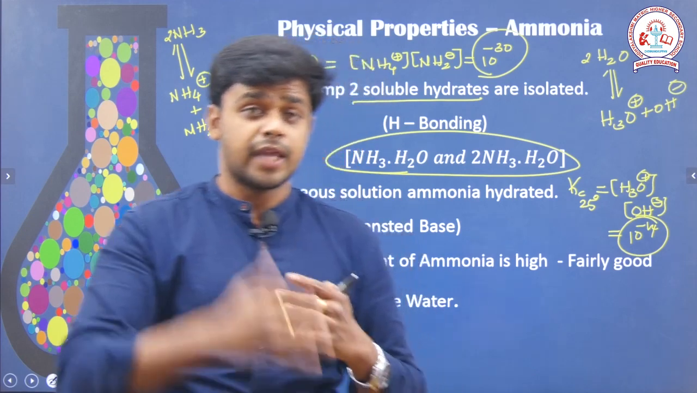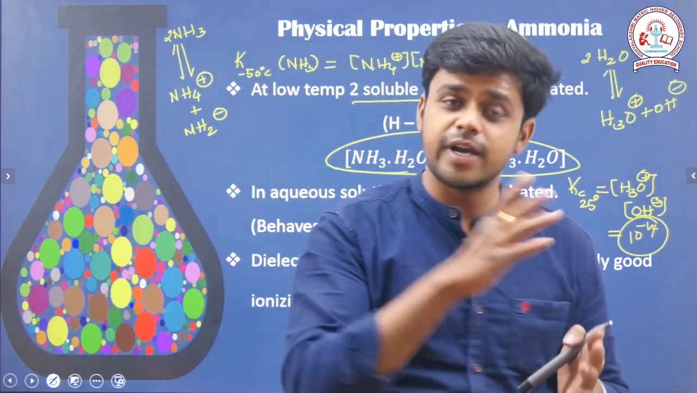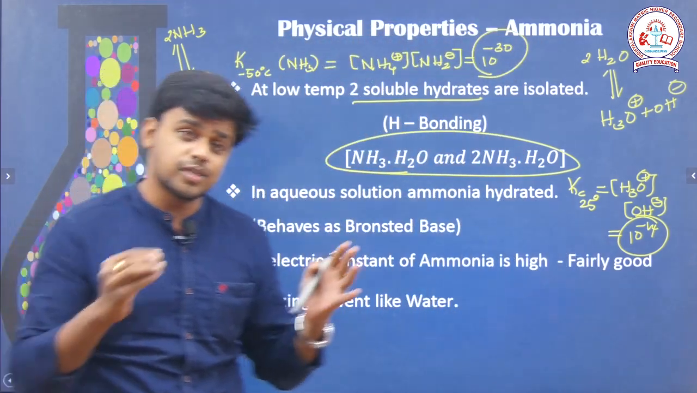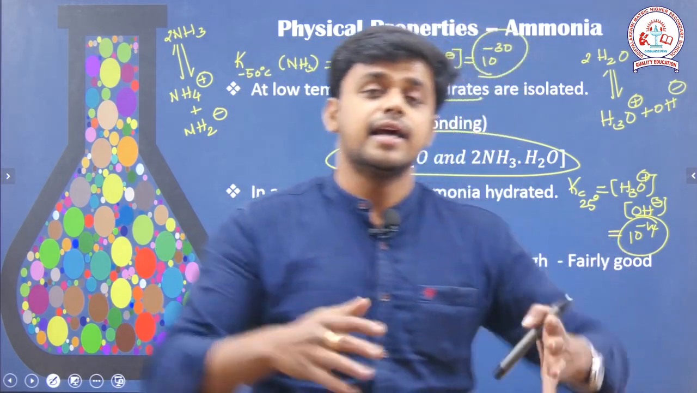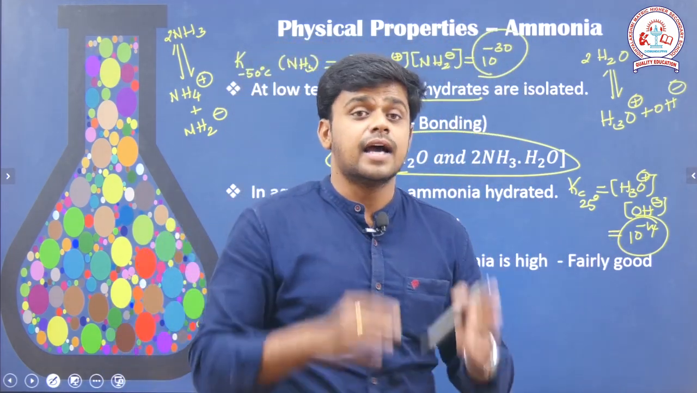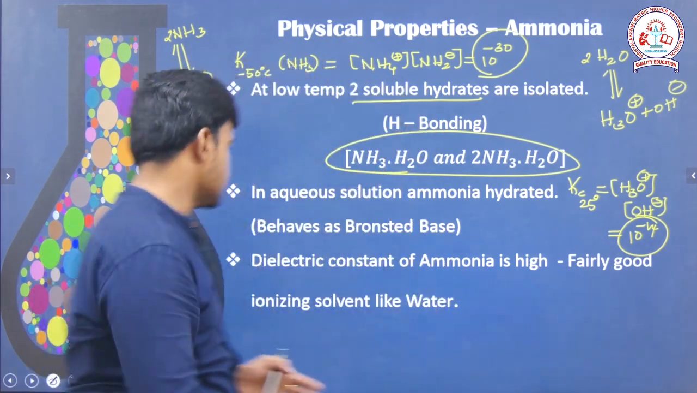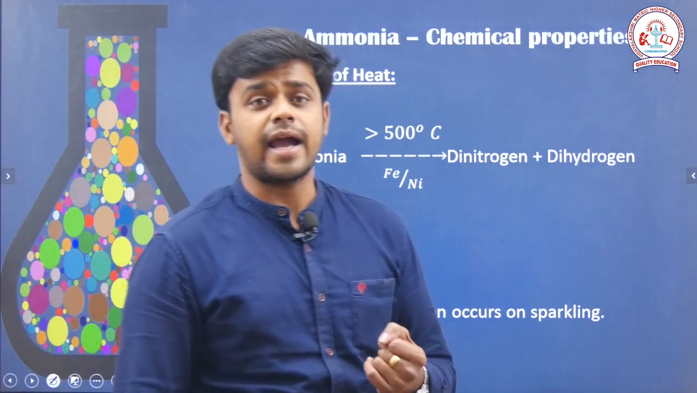ரைட், பாருங்க இந்த ஸ்லைட்ல நம்ம பார்த்தது என்னன்னா இந்த அமோனியாவை ஒரு soluble hydrate ஆவும் எடுக்கலாம், NH3.H2O, 2NH3.H2O எடுக்கலாம். aqueous solution வாட்டர் மாலிகுலோட இருக்கும்போது என்னவா ஆக்ட் ஆகுது, Bronsted பேஸா ஆக்ட் ஆகுது. அண்ட் இதுக்கு டைஎலக்ட்ரிக் கான்ஸ்டன்ட் இருக்கு, அதனால தான் இது ஒரு குட் அயனைசிங் சால்வெண்ட், வாட்டர் மாதிரி அப்படின்னு சொல்லிட்டு சொல்றோம். தென் நெக்ஸ்ட் ஒன், கெமிக்கல் ப்ராப்பர்ட்டிஸ், ஆக்ஷன் ஆஃப் ஹீட்.